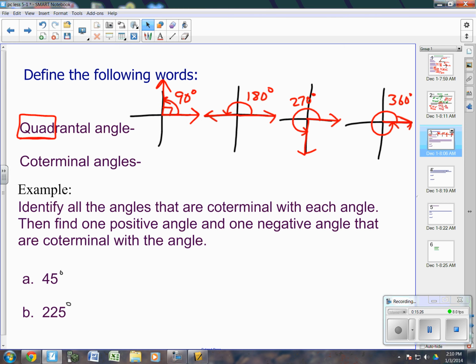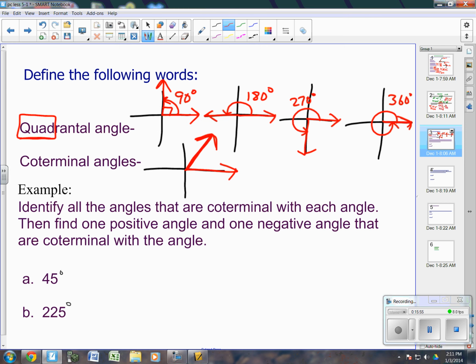Okay, a coterminal angle. Let me describe a coterminal angle. Mallory, read us a definition of a coterminal angle. Two angles in standard position are called coterminal angles if they have the same terminal side. Okay, two angles are coterminal if they have the same terminal side. There's one angle in standard position. Here's its terminal side right here. This one up here is its terminal side.